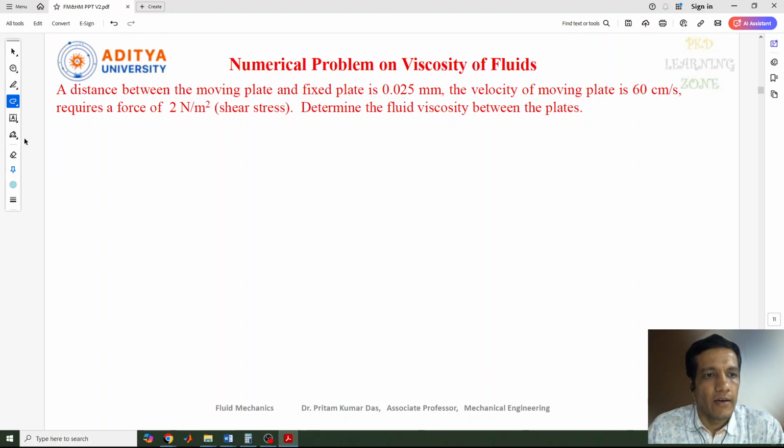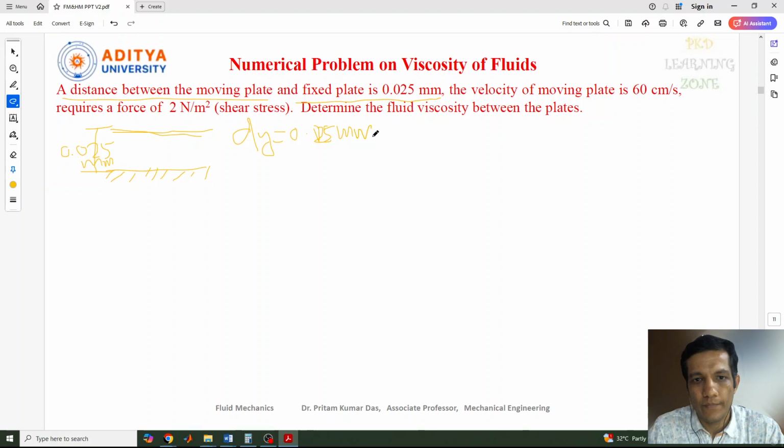Another question I have taken: the distance between a moving plate and a fixed plate is 0.025 millimeter. So this is a moving plate and this is a fixed plate, and the distance between these two, the thickness dy, is given as 0.025 millimeter. We can convert this directly into meters, so we write it as 0.025 into 10 to the power minus 3 meter.